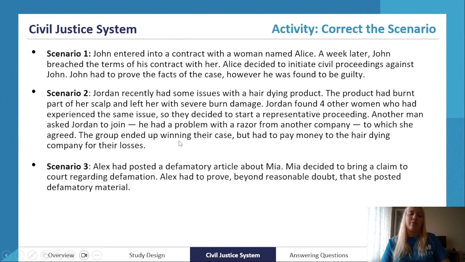Now, if the group ended up winning their case, that's okay. We don't like to see that because there's no legal terminology being used. We should say the group ended up proving the company's liability, but that's fine. But this statement, they had to pay money to the hair dyeing company for their losses.